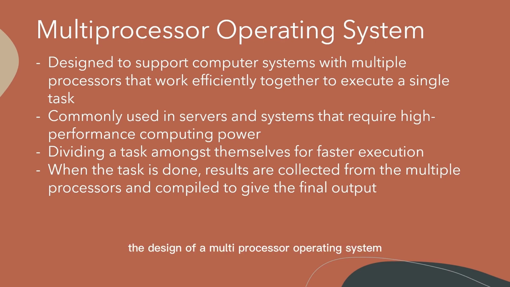The design of a multiprocessor operating system is commonly used in operating systems such as Linux, Windows Server, IBM z/OS, and Solaris. These operating systems are then commonly used in servers and systems that require high-performance computing power, such as database servers, a collection of high-performance computing systems, and web servers.